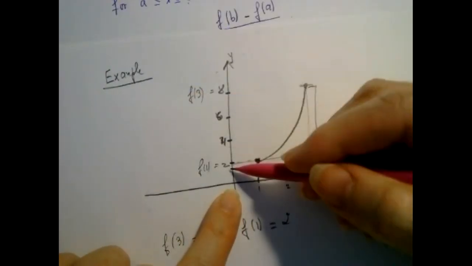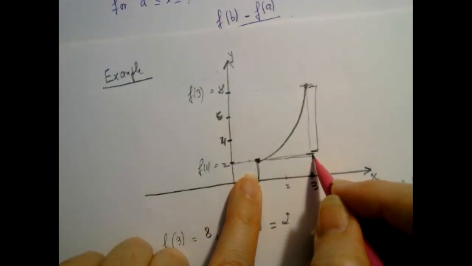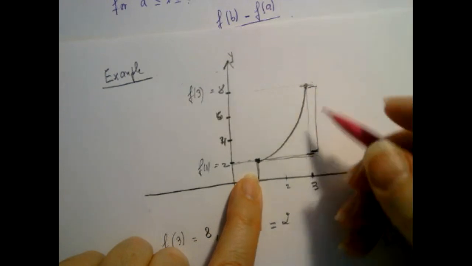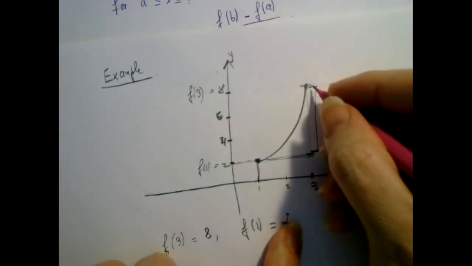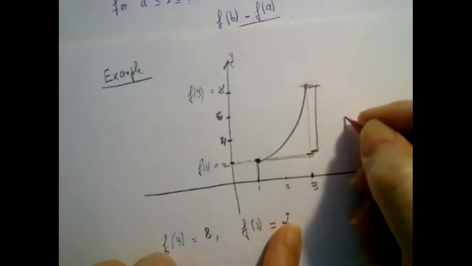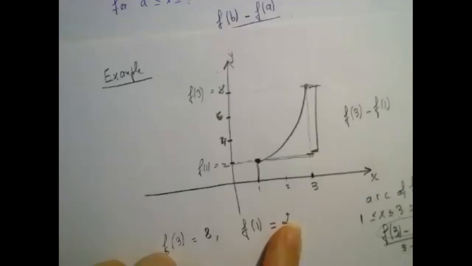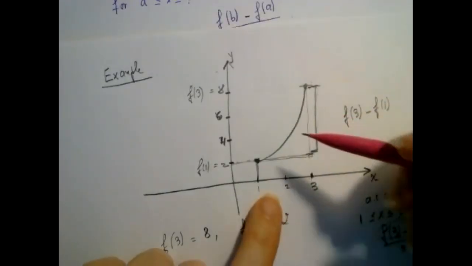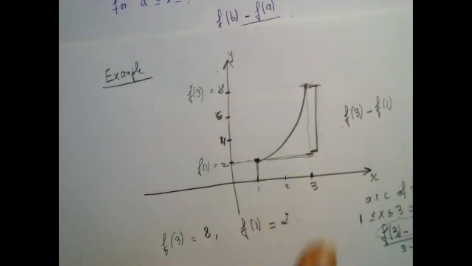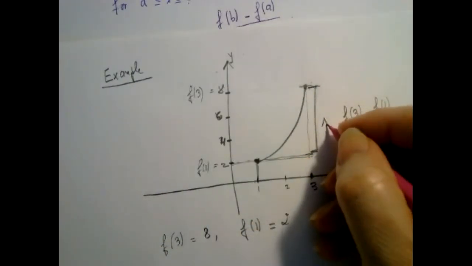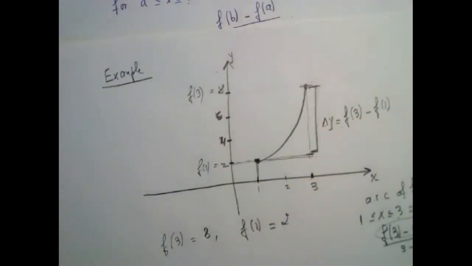So when I compute f of 3 minus f of 1, what I'm doing is the following. From 1 to 3, my output was 2, then it's 8. So f of 3 minus f of 1 is going to tell me how much my output changes. This is from here to here, this distance. We were at 2, now we're at 8, so we changed by that much. And f of 3 minus f of 1, we give it a letter and we call it delta y.